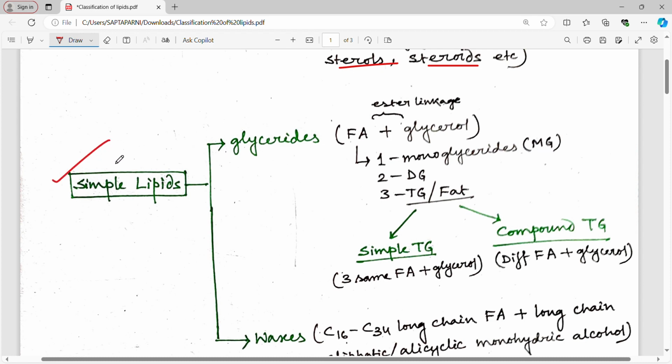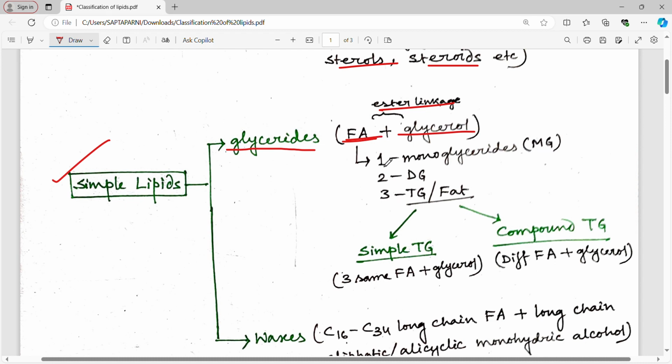Simple lipids are simple esters of fatty acid and alcohol. Now this alcohol can be glycerol or any kind of higher alcohol. When the alcohol is glycerol, then those kinds of simple lipids are known as glycerides. Now as we know, there are three hydroxyl molecules in glycerol, and these three hydroxyl molecules of glycerol can be esterified with either 1, 2 or 3 fatty acids.